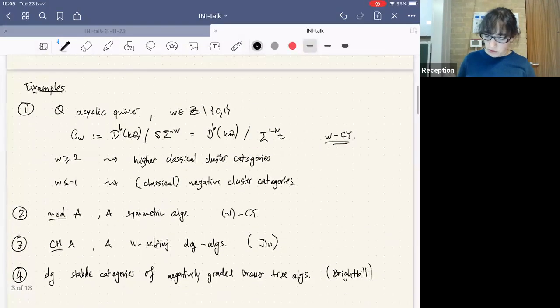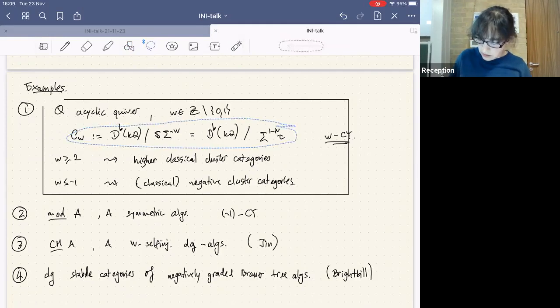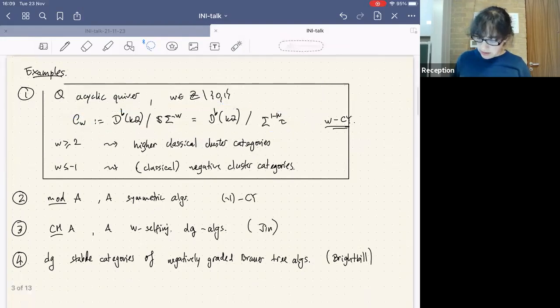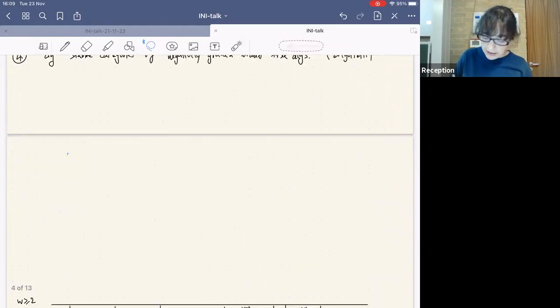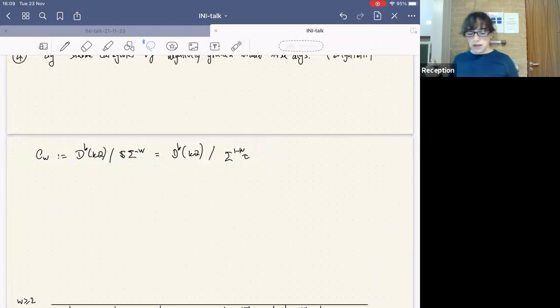But yes, in this talk I'm going to focus on this setting for w negative. So let me just copy paste this definition of the classical negative Calabi-Yau cluster categories.